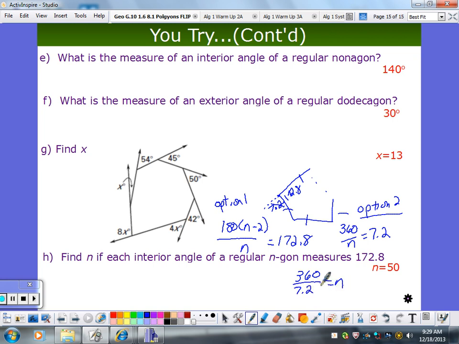We run that through your calculator. What do you get? So this is a 50-gon. Each interior angle is 172.8 degrees. Yes?